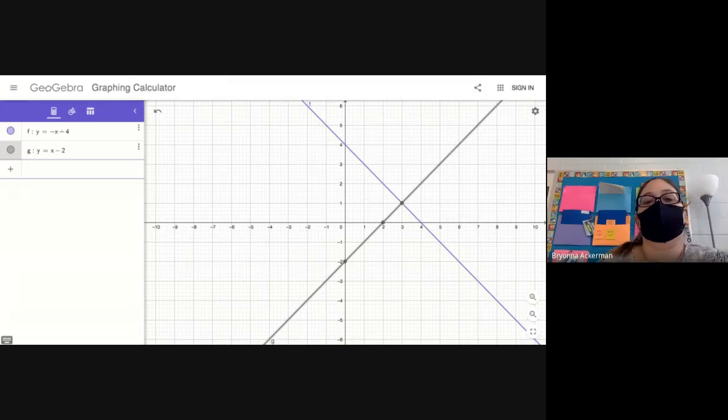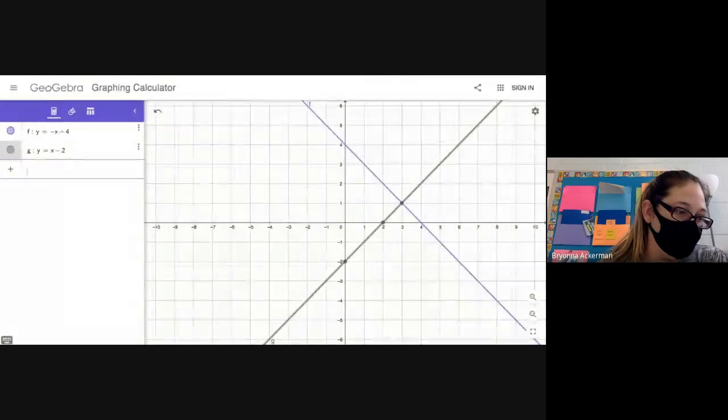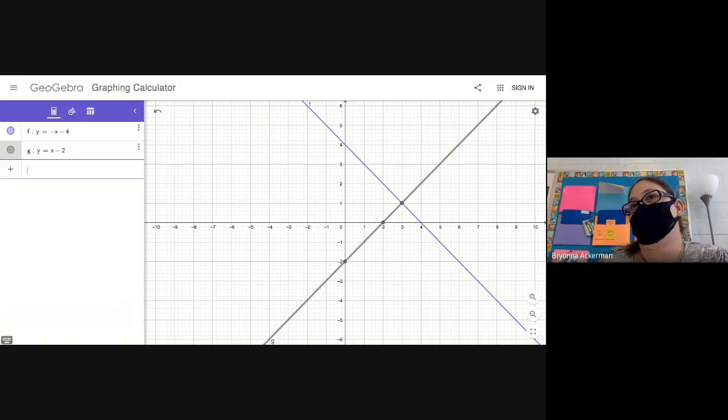Also, I can't do it on here, but should they have been dotted lines or solid lines? Did they have a little equal sign underneath them? They didn't. So they should be dotted lines, okay?